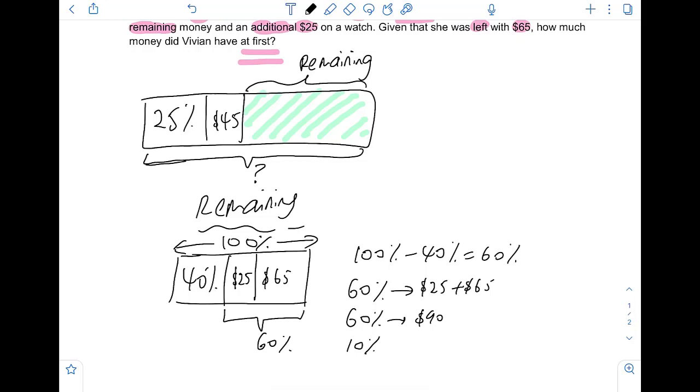So we can go to 10%, divide by 6. So 90 divided by 6, $15. Again, why divide by 6? Because from 60 to 10, you divide by 6, you do the same thing on the right side as well.